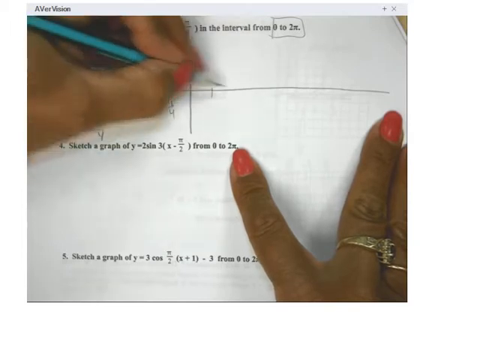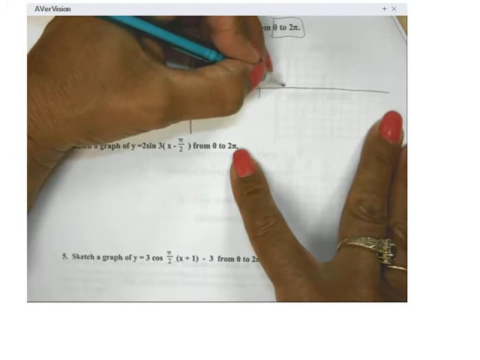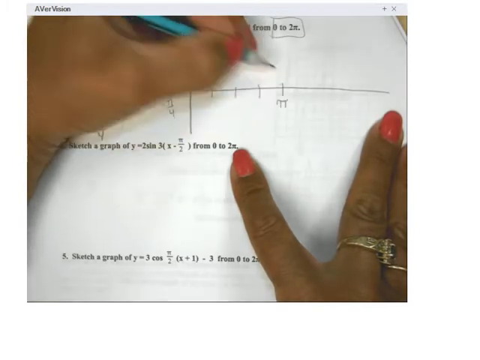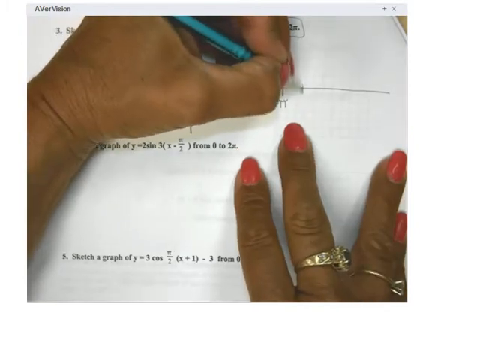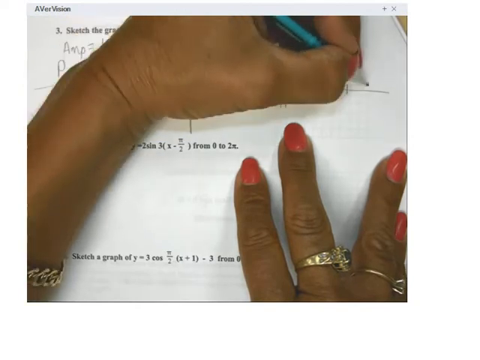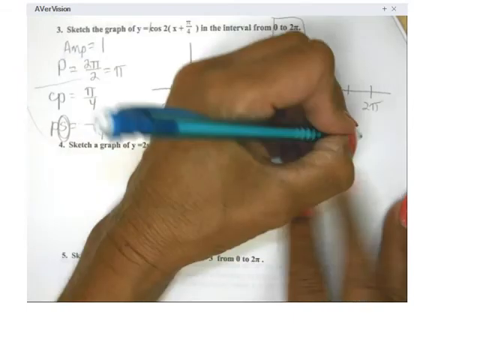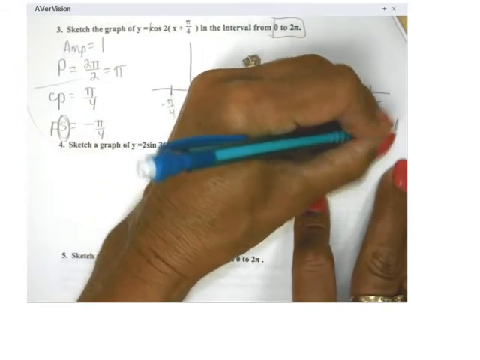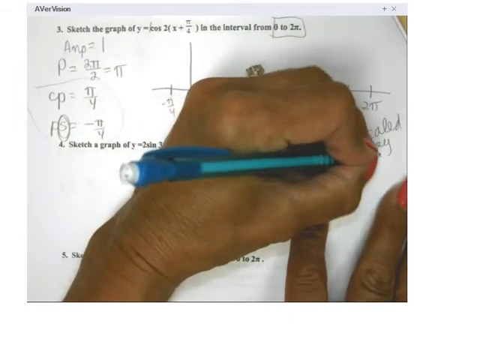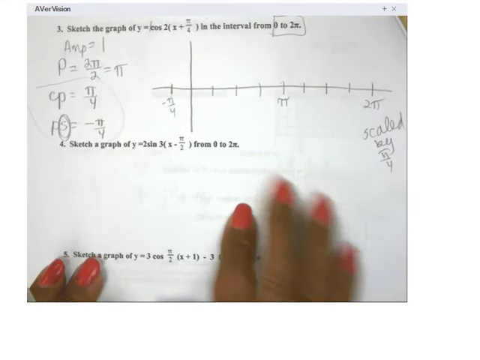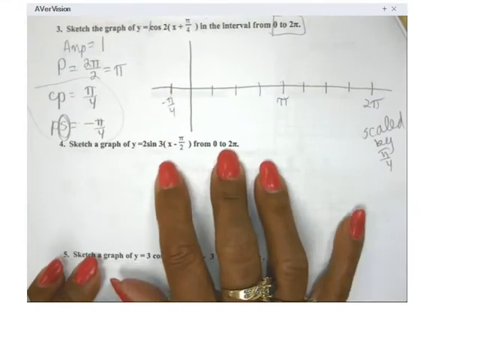And here's 1 pi over 4, 2 pi over 4, 3 pi over 4, 4 pi over 4, which is pi. And 5 pi over 4, 6 pi over 4, 7 pi over 4, 8 pi over 4, which is 2 pi. And that's how far I have to graph. And again, I'm going to put a little note down here for the readers. This is scaled by pi over 4, so it's clear, and they don't have to count my tick marks.